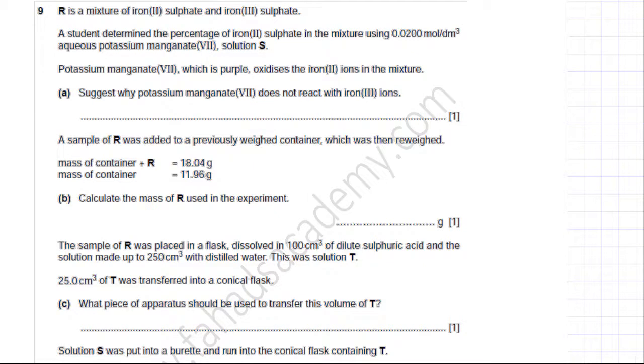In the following moles and titration question taken from the ATP past papers of O levels, the question is dealing with finding the percentage composition, and it's related to redox titration. So the question states that R is a mixture of iron 2 sulfate and iron 3 sulfate, which means that it's a mixture of two compounds.